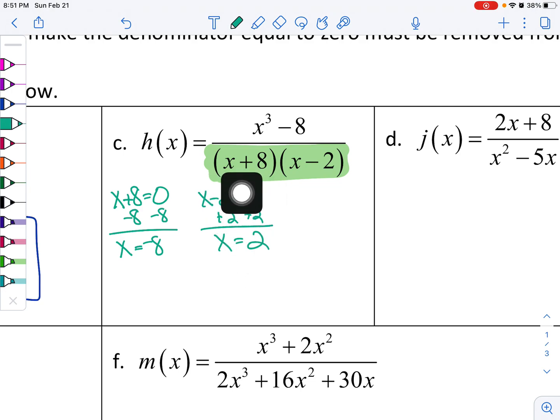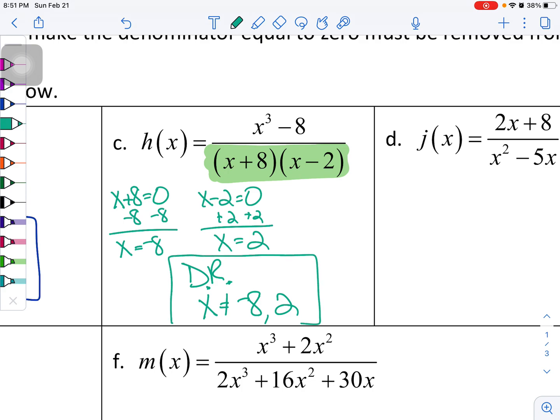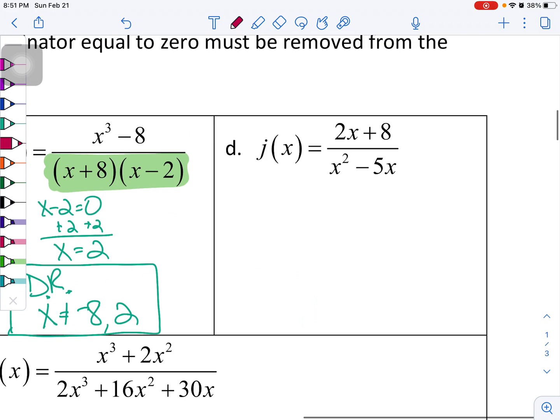Same thing if x was equal to 2, right? 2 plus 8 is 10. Well, that wouldn't be a problem, except 2 minus 2 is 0. So 10 times 0, that turns this whole denominator to 0. So for part C, my domain restrictions are both of the values: x cannot equal negative 8 or 2. Both of those have to get thrown out of my domain.